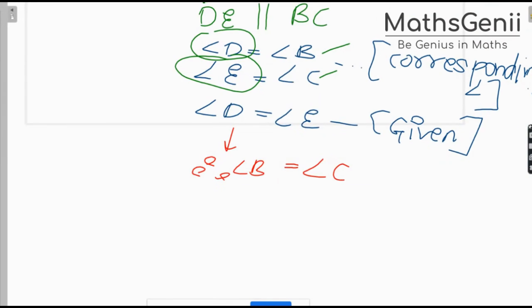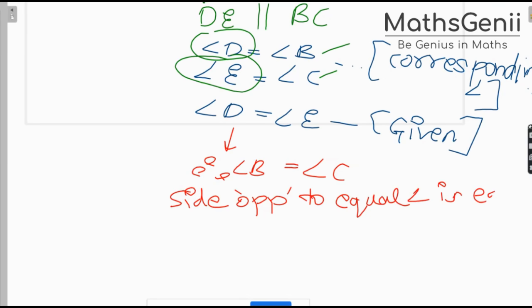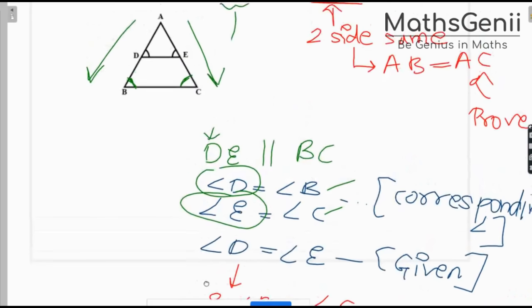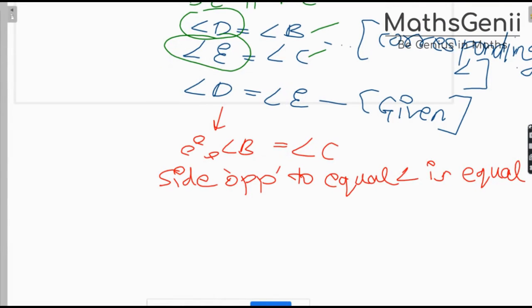What property have I applied? Sides opposite to equal angles are equal. This is the property. So therefore side opposite to B was AC and side opposite to C was AB. Therefore it is an isosceles triangle.